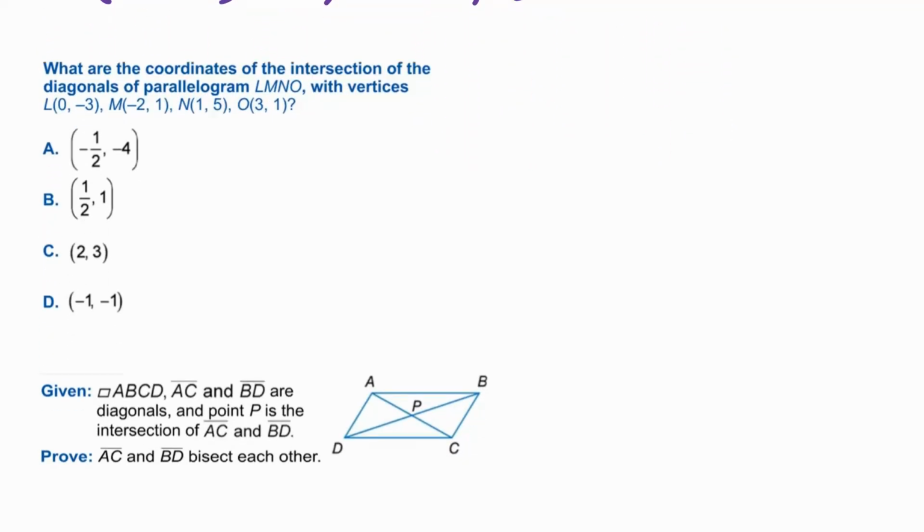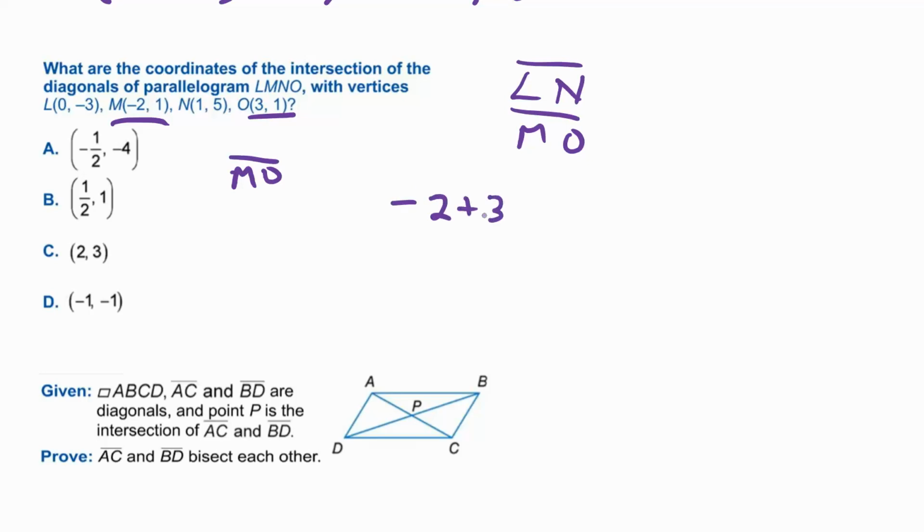So what are the coordinates of the intersection of the diagonals of the parallelogram L, M, N, O? We can either find the midpoint of LN or the midpoint of MO. So let's find the midpoint of MO, which will be the same. These are both the same. So MO would be -2 plus 3 divided by 2, 1 plus 1 divided by 2, which would give us 1/2 and 1.